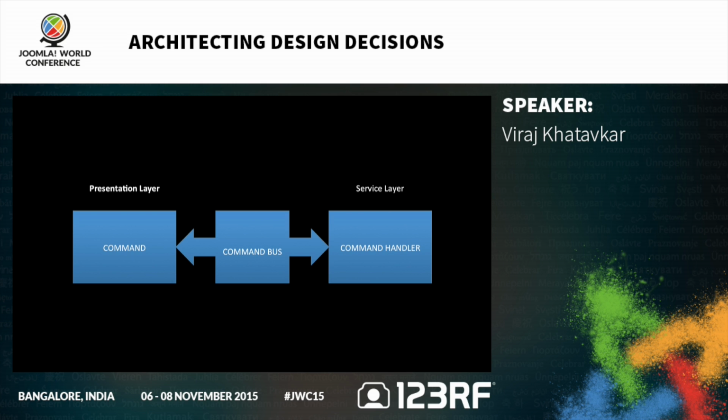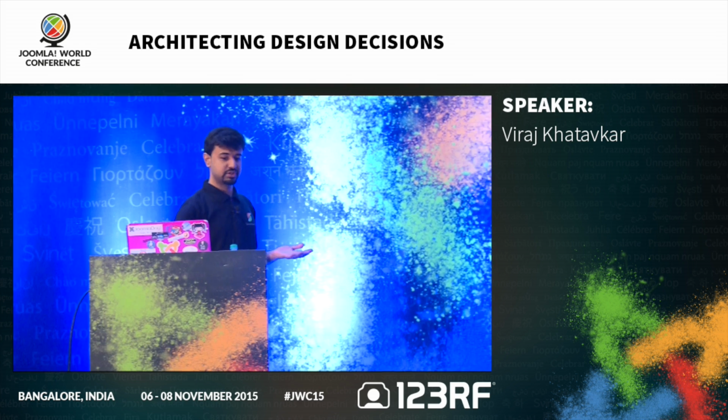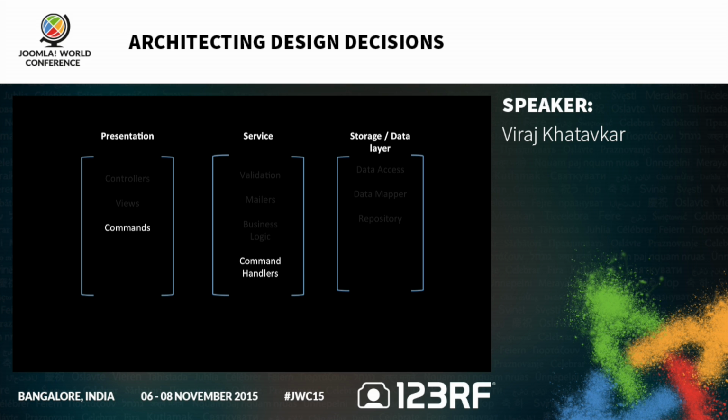So if we say there's a command present in the presentation layer, there's a command handler in the service layer, and there's a command bus which helps to transfer the data from the command to the command handler. If you see it in the layered structure, this is what it would look like. We have commands in the presentation layer, mostly in the controller part. Controllers will be dispatching the commands, and those will be handled by the command handlers in the service layer.